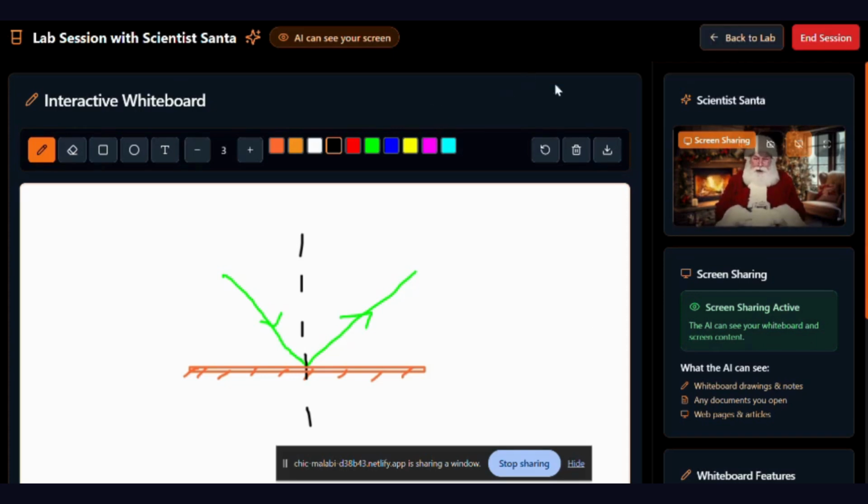Diagram that appears to depict the law of reflection in physics. It shows a horizontal line representing a reflective surface, a dashed line for the normal, and 2 green lines with arrows indicating incident and reflected light rays, demonstrating the principle that the angle of incidence equals the angle of reflection.